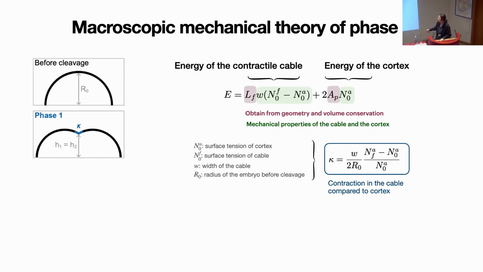This h1 is just the height of the cable relative to the bottom of the cell. So all in all, we can simplify this energy as a function of h, and it turns out to only depend on one parameter, kappa, which tells you the contraction in the cable compared to the rest of the cortex. Kappa is equal to the width of the cable divided by the radius of the cell before the cleavage, times the difference in contraction in the cable versus the rest of the cortex. So this is a dimensionless parameter.